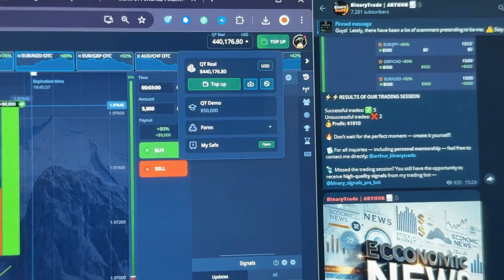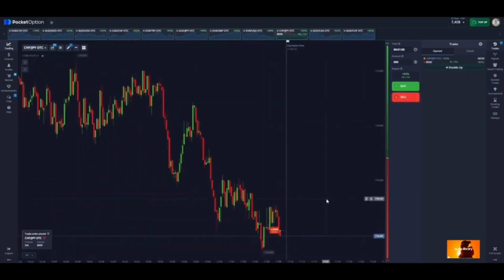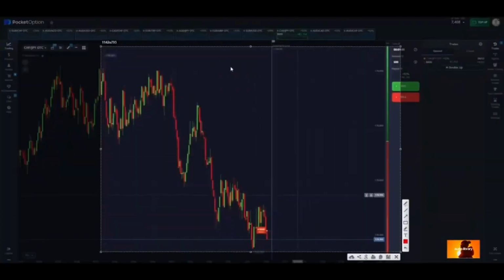Now, let's get back to the strategy. I get the second signal for a sell with an 86% profit probability. It's a good signal, so I open the position right away. If we look closely at the chart here, we can see a good downtrend. There were many levels where the price reacted and continued falling.